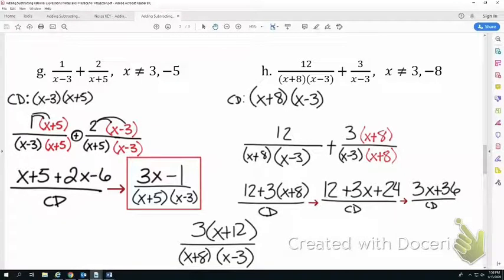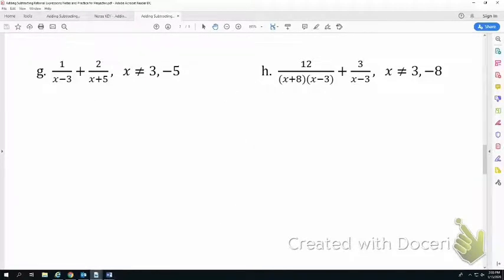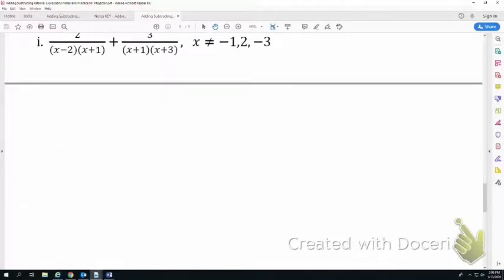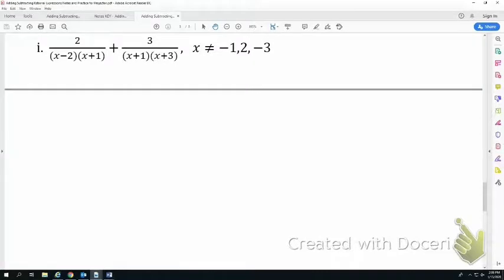Alright, so that's what you should have gotten down there at the bottom, the 3 times x plus 12 over x plus 8 over x minus 3. Alright, okay, let's go to I. So, go ahead and write that down for me.